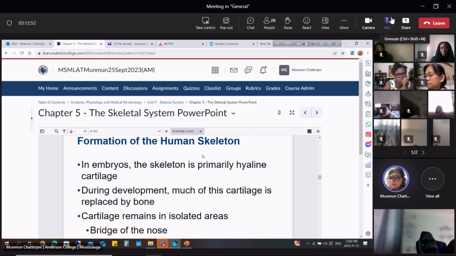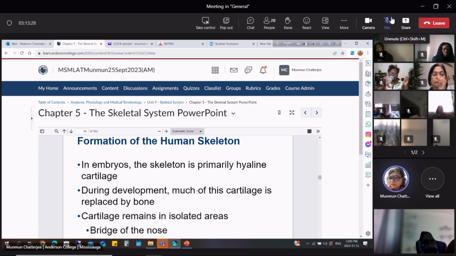Formation of human skeleton. So this is the embryo. The skeleton, as I told you, when it's the fetus, all bones are primarily hyaline cartilage type, soft bones. Otherwise, the baby cannot stay in your womb if it has soft bones. If it had hard bones, oh my God, his mom's life is hell, right? So this is the soft bone, hyaline cartilage. But during development, this cartilage is getting replaced by bone.